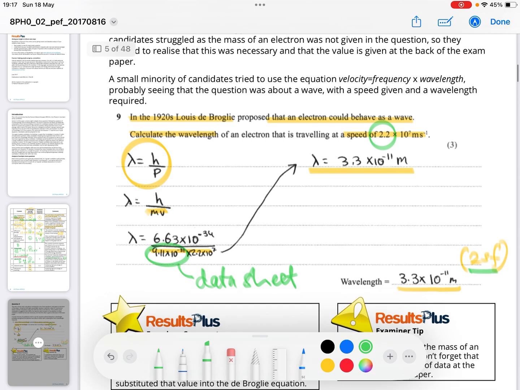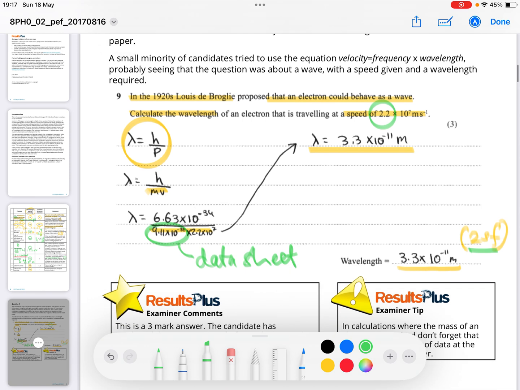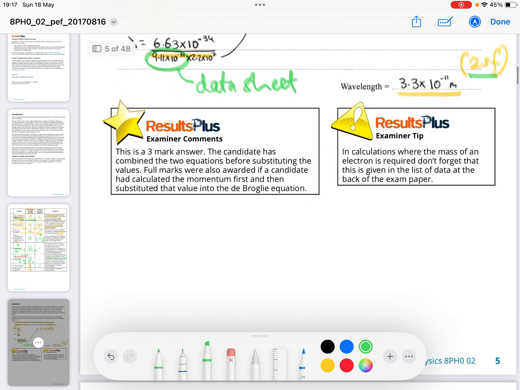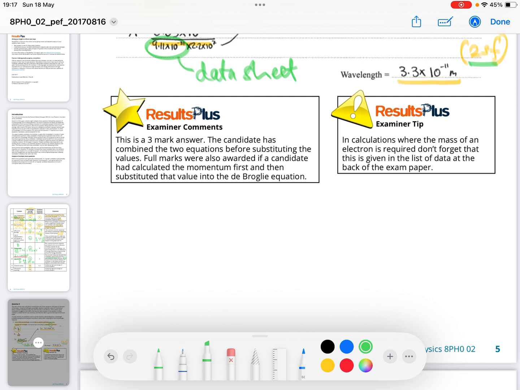So this is very simple. If you get a de Broglie equation, you should be guaranteed the marks. And I like this part of it as well. It's giving you an examiner's tip: in calculations where the mass of an electron is required, don't forget that this is given in the list of data at the back of the exam paper. So get used to it. And here it's just got a comment that the student got full marks and why.